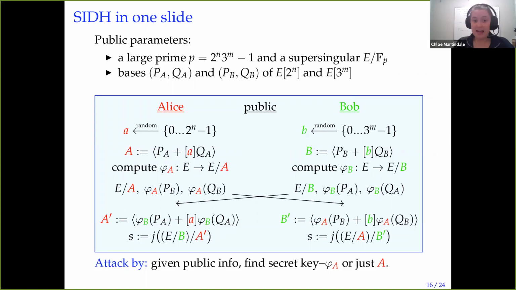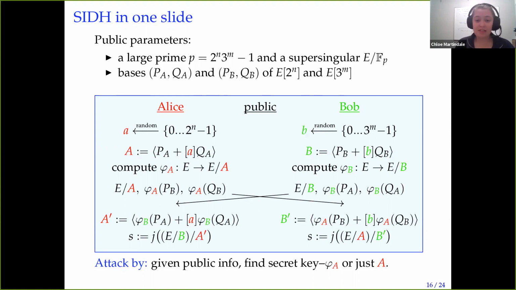Now, what does Alice do? Alice takes a random number between 0 and 2^n minus 1, and then she uses that random number to generate a random 2^n torsion point A, the kernel generated by a random 2^n torsion point. And then she computes the isogeny with that kernel, right? So that's going to be an isogeny with a cyclic kernel. And Bob does the same thing, but with B.